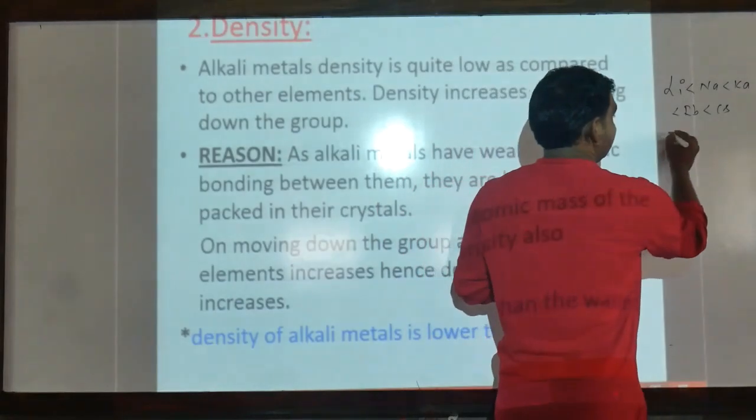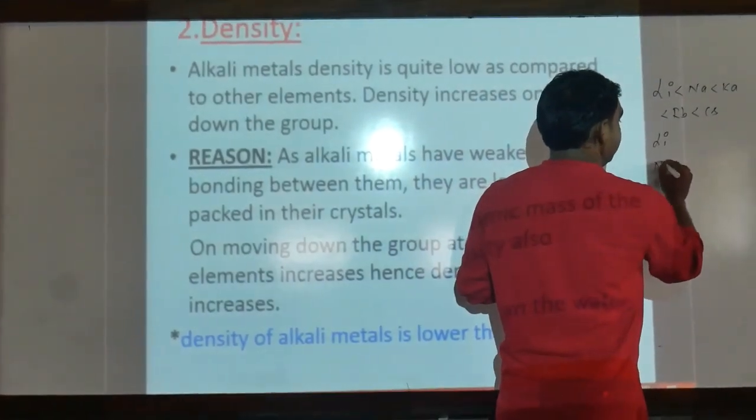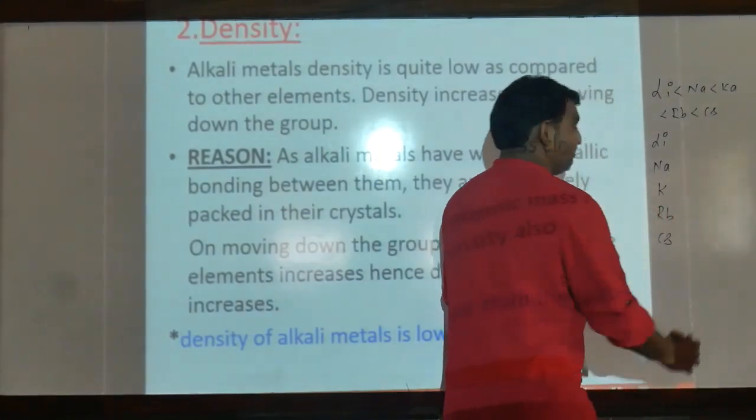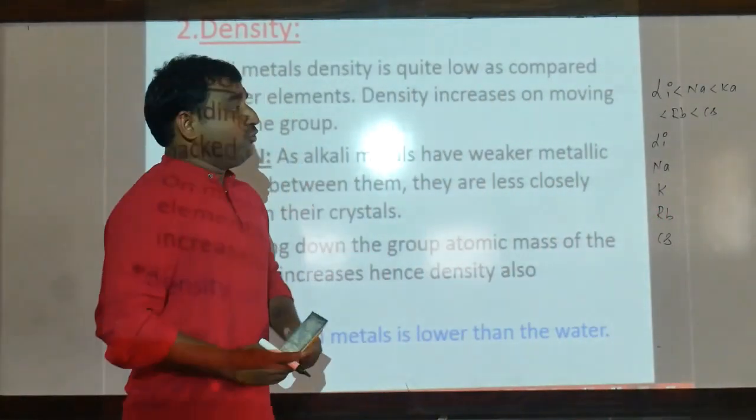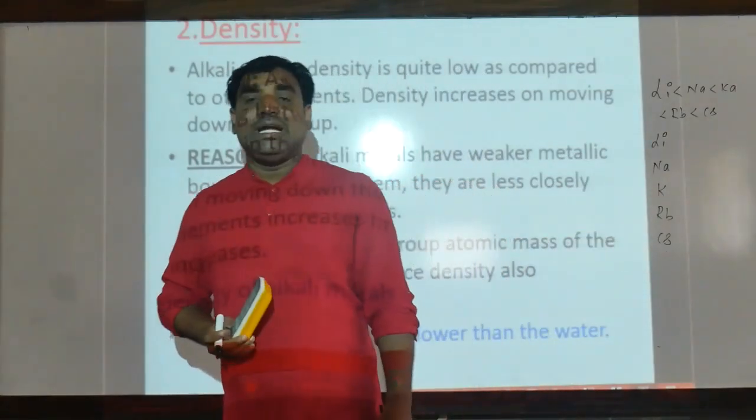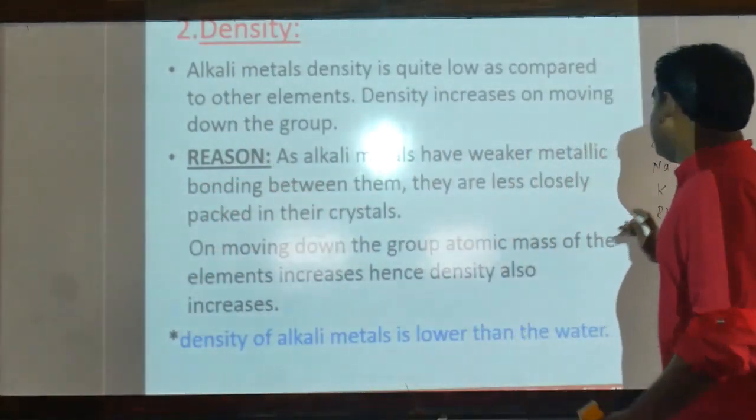So we write the first group elements: lithium, sodium, potassium, rubidium and cesium. As we move from lithium to cesium, atomic mass increases and volume also increases.